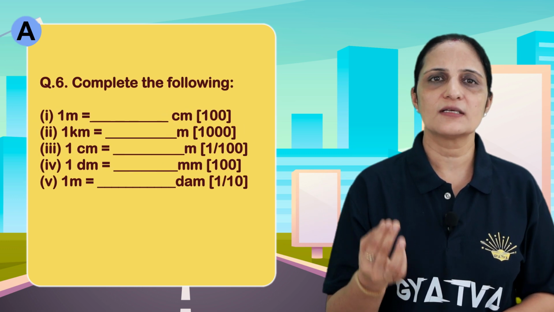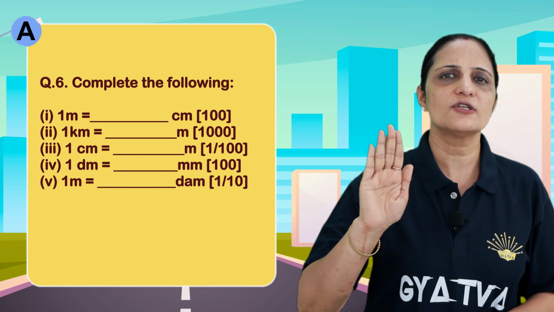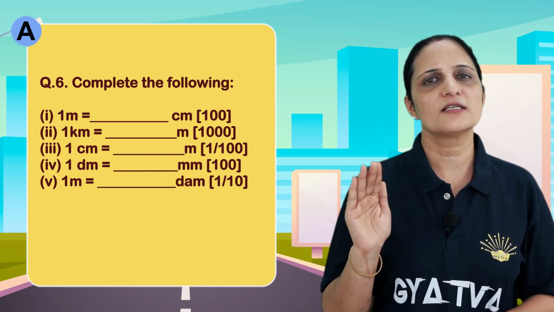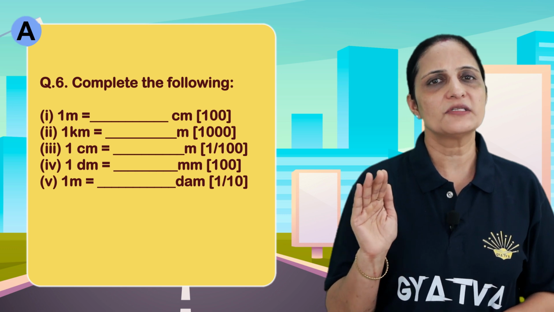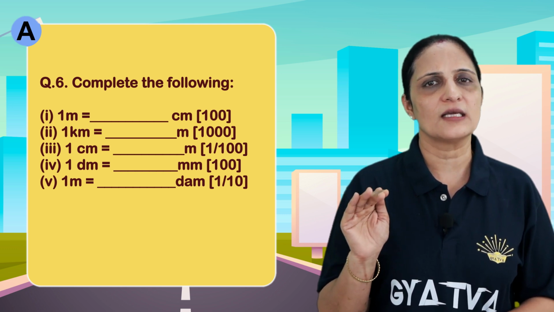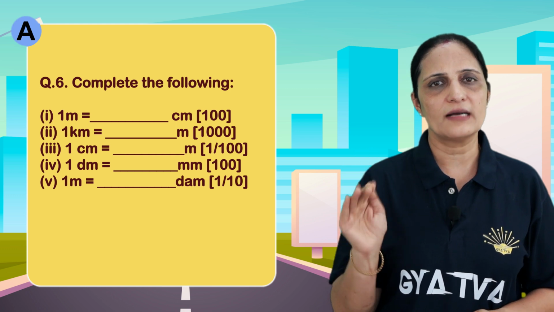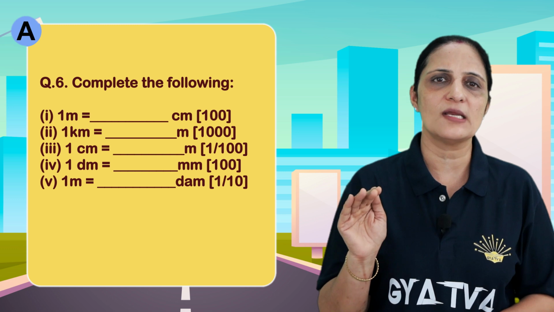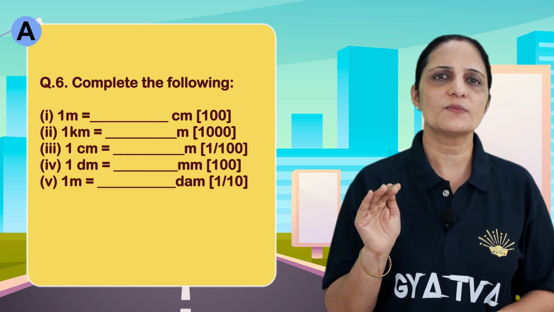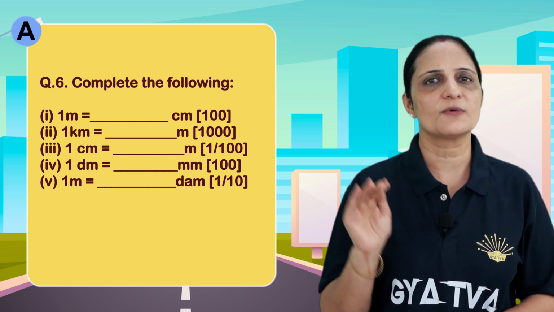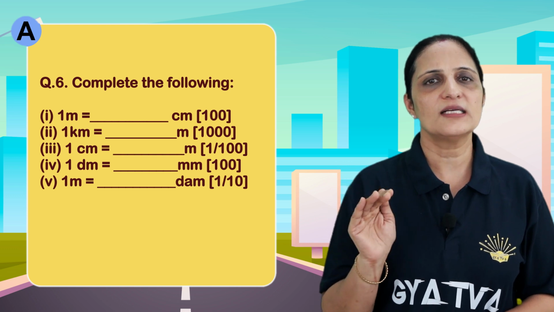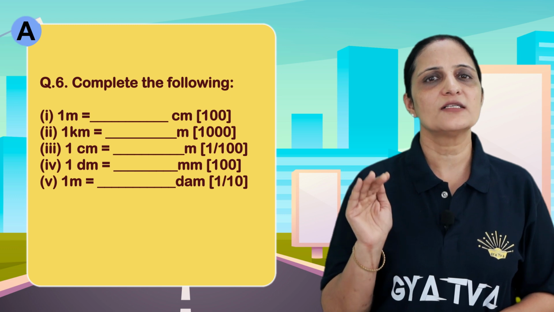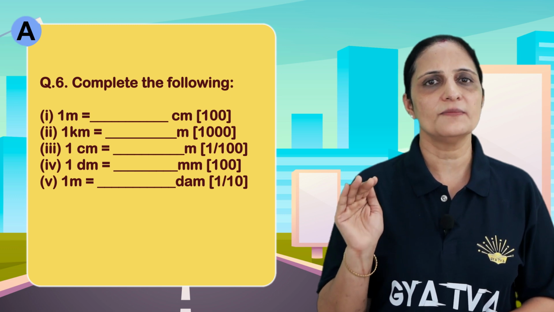Next you have fill-ups. Complete the following. You are going to hide what is written on the right hand side and then going to fill it. Put a notebook or place a book over it. 1 meter is equal to, these are all mathematical things. So 1 meter equal to 100 centimeters, 1 kilometer is 10 raised to power 3 meters or 1000 meter. 1 centimeter is 1 upon 100 meters or 10 raised to power minus 2 meter. 1 decimeter is 100 millimeters and 1 meter is 1 upon 10 DAM, decameter.